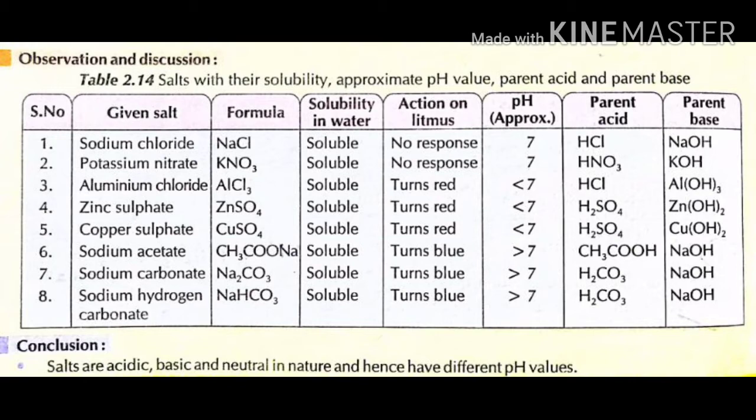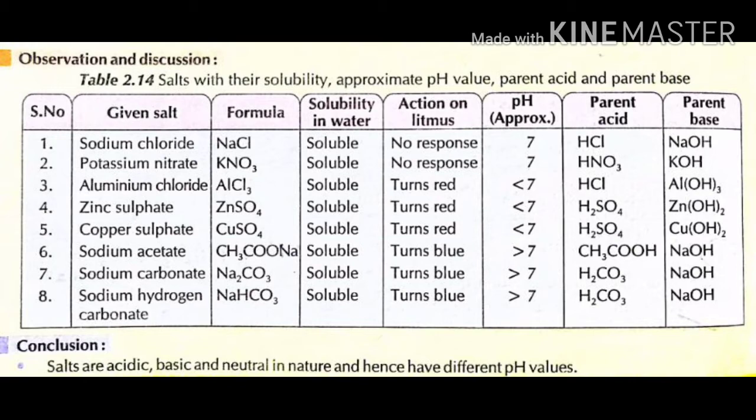Second one, potassium nitrate, formula KNO3, soluble, no response, pH 7. The parent acid is HNO3 and the base is KOH. Third one, aluminum chloride, formula AlCl3, it is soluble in water. It turns blue litmus to red, so it is acidic in nature, so the pH value is less than 7. Parent acid HCl and base Al(OH)3.